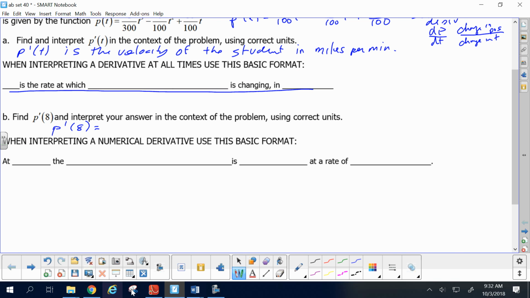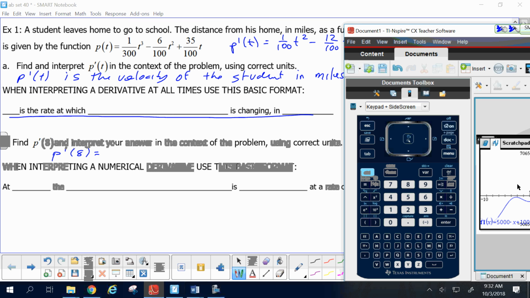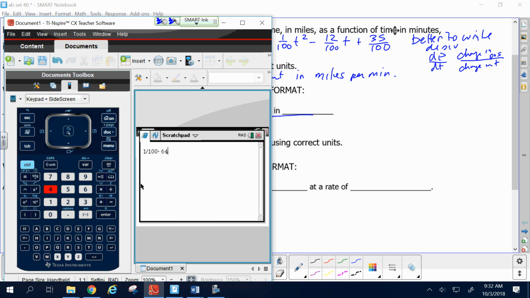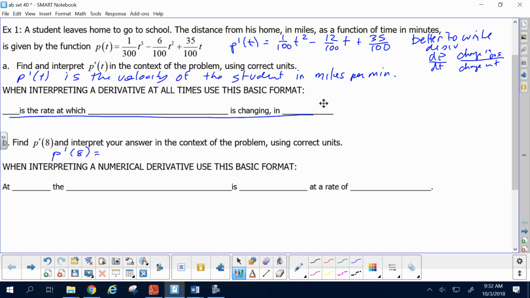1/100th times 64 minus 12/100ths times 8 plus 35/100ths. Did you get 3/100ths? Yes. Okay, cool. All right, then. Report your result.